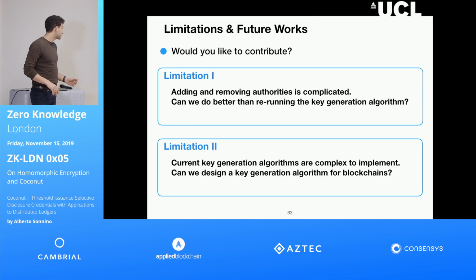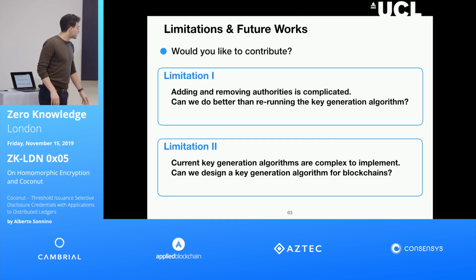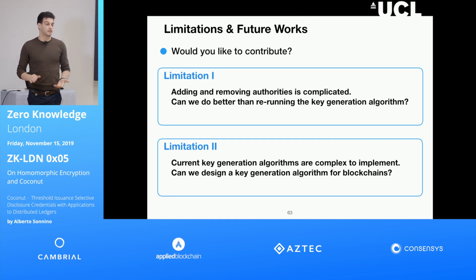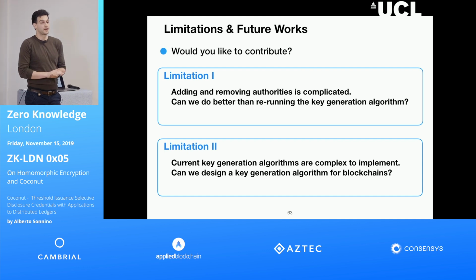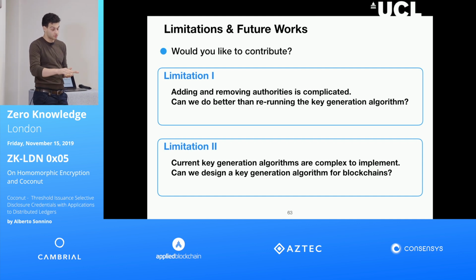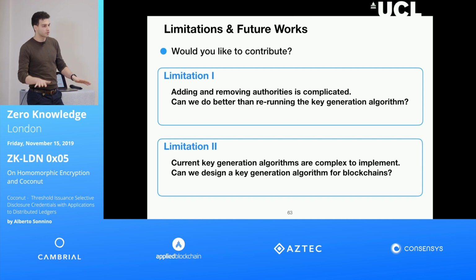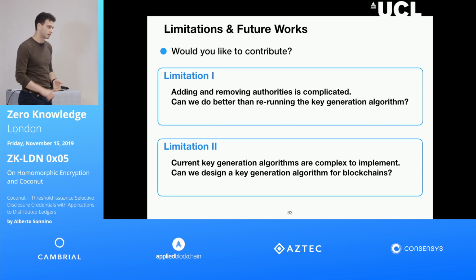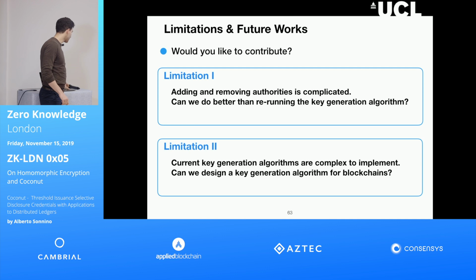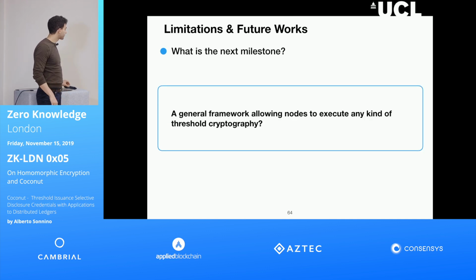And the second limitation: they're complex to implement, and since we already have blockchains, can we actually leverage the fact that we already have the total ordering in order to get those key generations faster, rather than using the classic Gennaro key distribution protocol and then using whatever consensus mechanism we want to make it work in partial synchrony? I know that Dfinity is doing some work on that, but I don't know the state of the art.